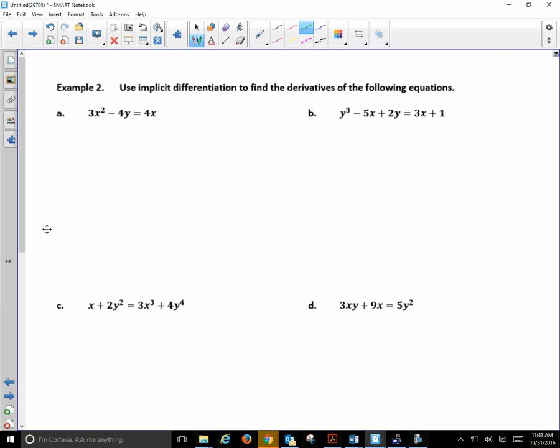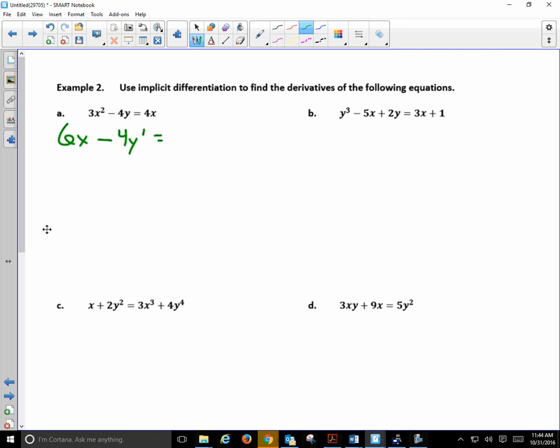Use implicit differentiation to find the derivatives of the following equations. Here's the idea. What's new about today is whenever you take the derivative of y, you attach a y prime. So the derivative of 3x squared. The derivative of 4y is going to be 4, but you attach a y prime. If you're wondering why we attach y prime, you have to go back to the previous page to see that dy dx thing. Remember, the dx over dx just went away. But here we had a dy over dx, which is the same thing as a y prime.